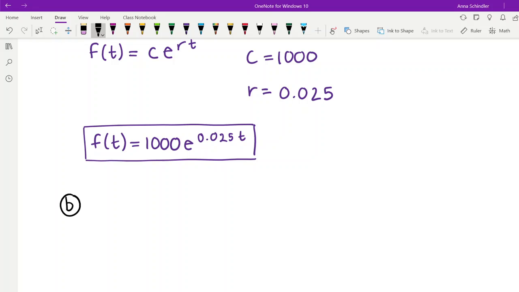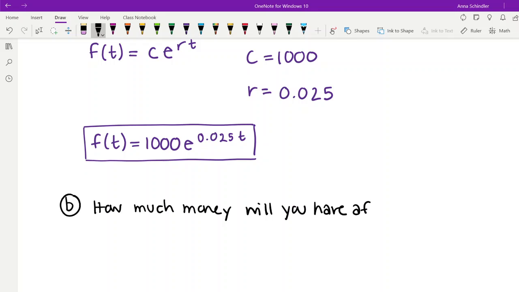Okay, so the next question I want to answer is how much money will you have after 5 years? So how do we do this one? Well, we just need to plug in some kind of a t value, right, and figure out what the output is. Specifically, our function tells us t represents how many years have passed, and so we want to plug in t is equal to 5.